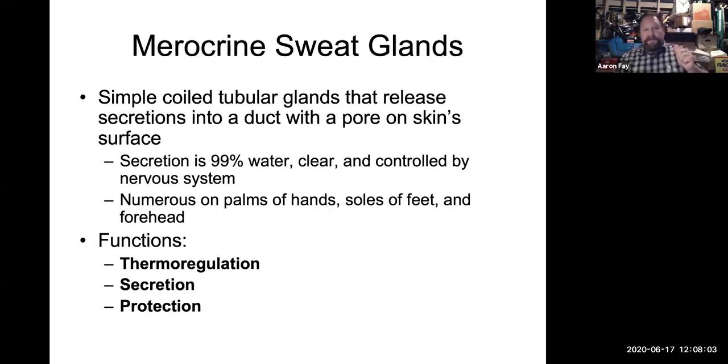Okay, first up, merocrine or eccrine sweat glands. These are the most common in the body, and they're found everywhere, all over the place, but they're found in very high concentrations on the face and on the hands. They're simple coiled tubular glands. Their product, or their secretion, is mainly water. So mostly clear water, a little bit of salts, and they're controlled by the nervous system, right? Lots of them on the palms of the hands and the soles of the feet.